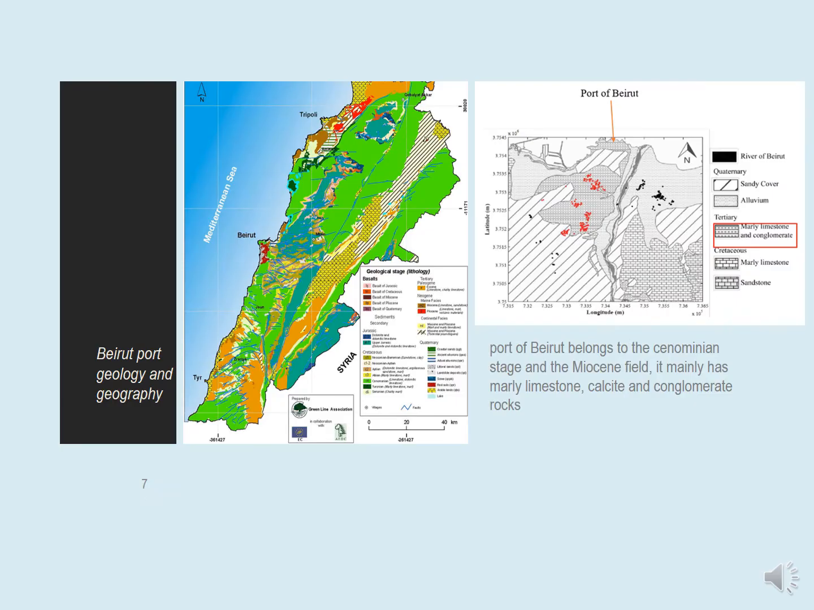In this slide, we can see two maps. In the first map, the port of Beirut is in green, which shows that it belongs to the Cenomanian stage and the Miocene field. But in the second map, we can see that it mainly has marly limestone, calcite, and conglomerate rocks.